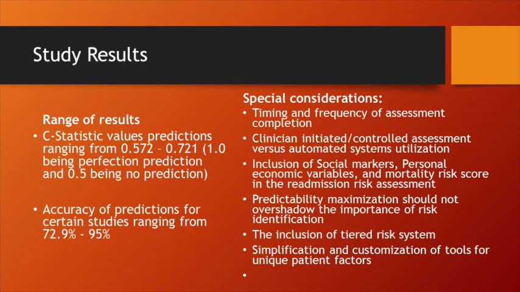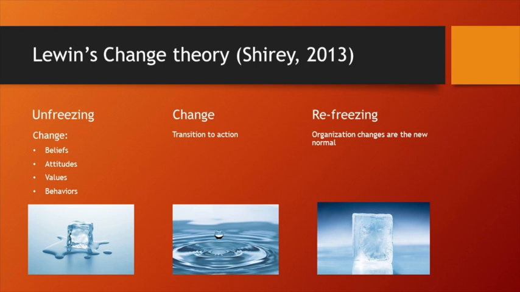It's not as simple as looking at a model that's been validated and implementing it, but specifically targeting readmission risk for each unique situation. Because of that, each study that I analyzed saw different outcomes based on these variables. In preparation for the implementation plan, I chose to use Lewin's change model.